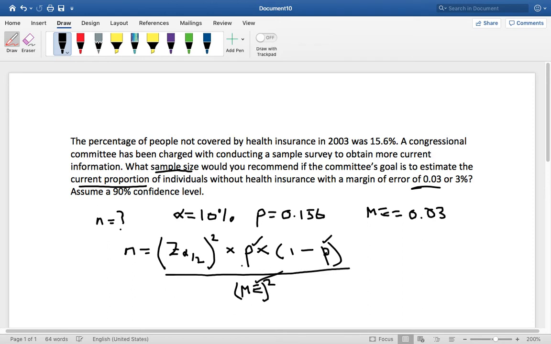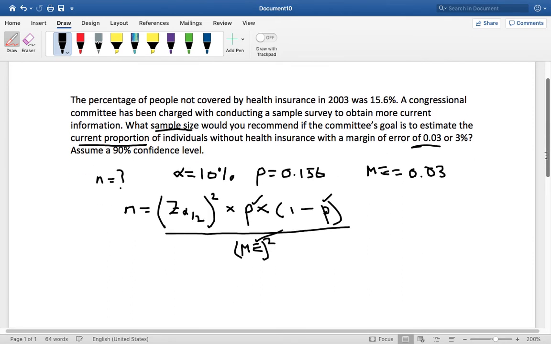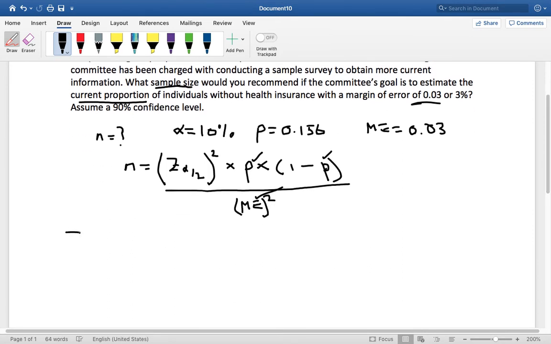So I know what this is, same as this. I know what the margin of error is, and I can work this out because I know what alpha is. So let's find that. So what is z of alpha over 2 going to be? Z of alpha over 2 is going to be z of 5%. And for z of 5%, I'm going to be using norm.s.inverse. So let's do norm.s.inverse. Oh, what number should we be using here?